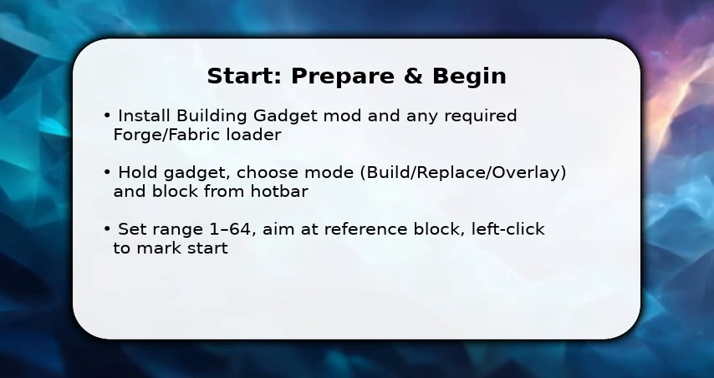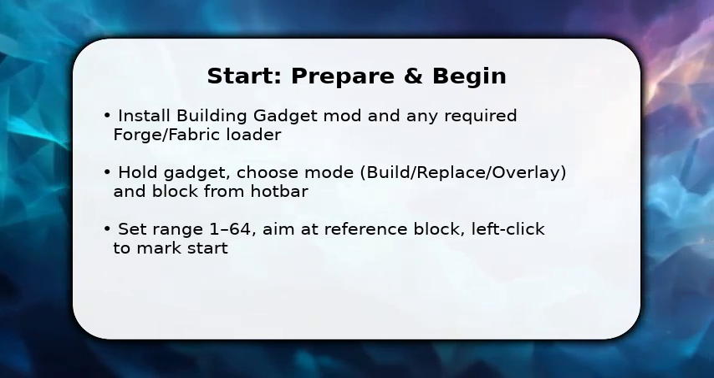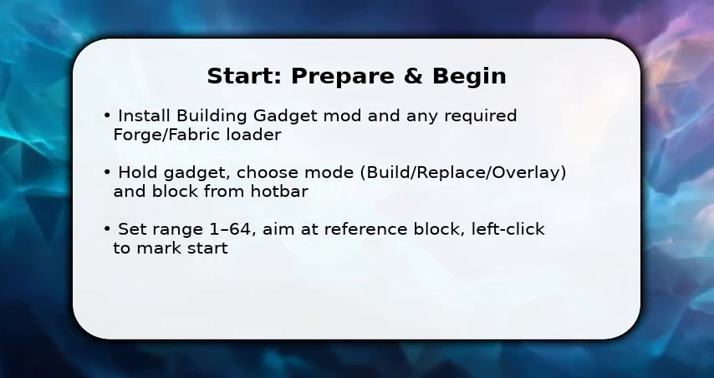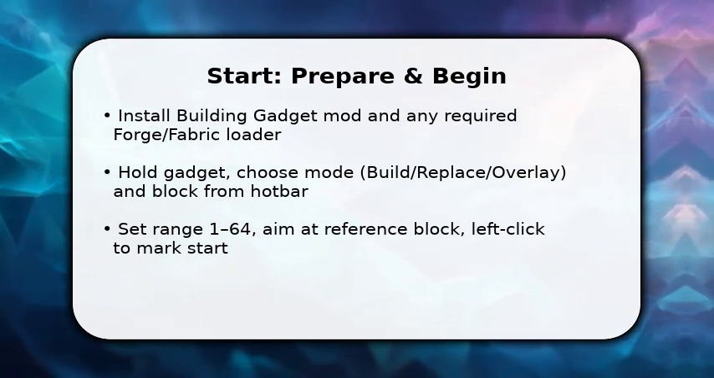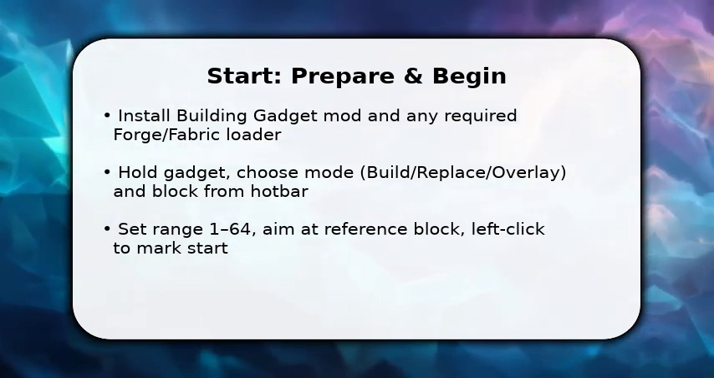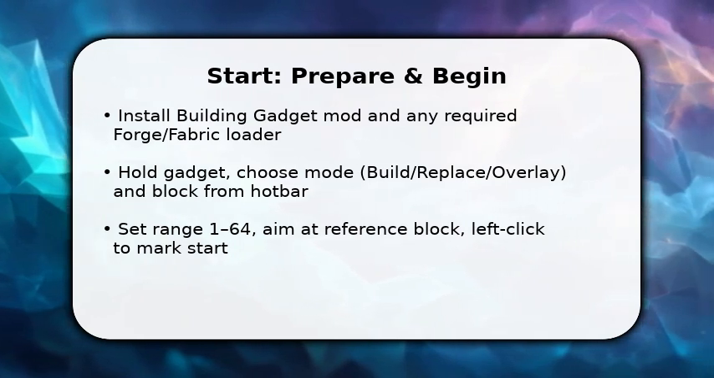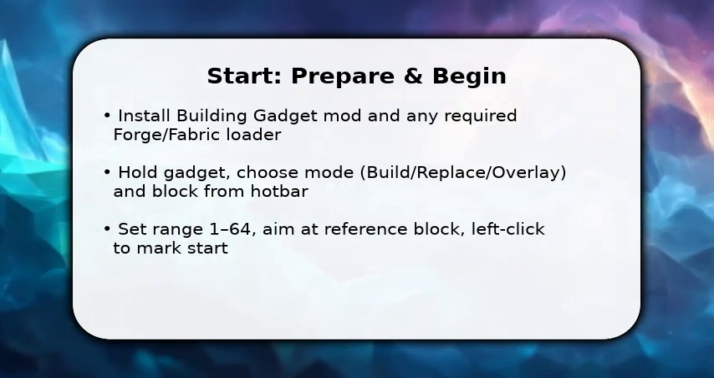You already have the mod installed. Start by equipping the building gadget and selecting the block you want to place. Once done, set the gadget mode to build or replace depending on whether you want to overwrite. Make sure to adjust the range to cover the distance you need.